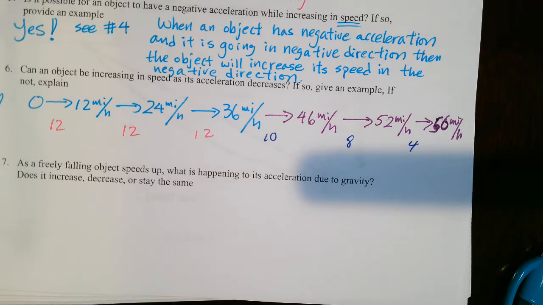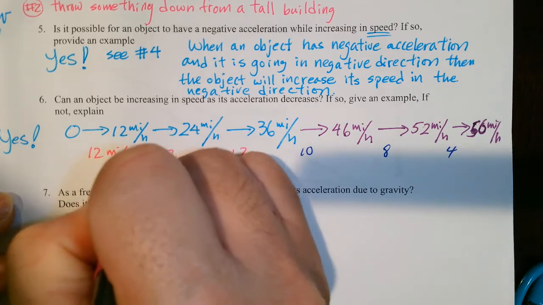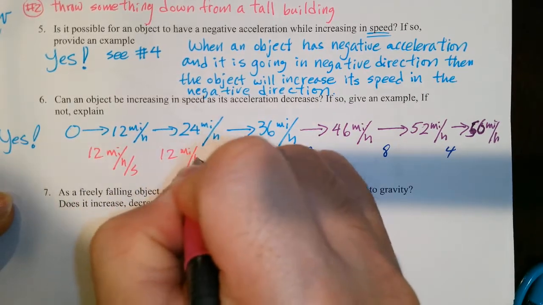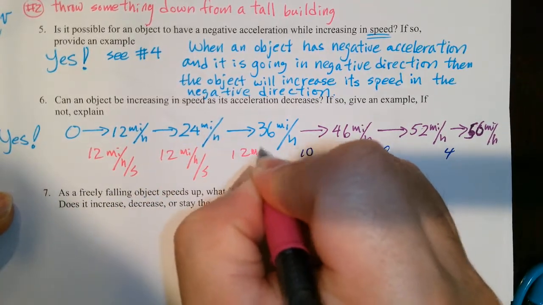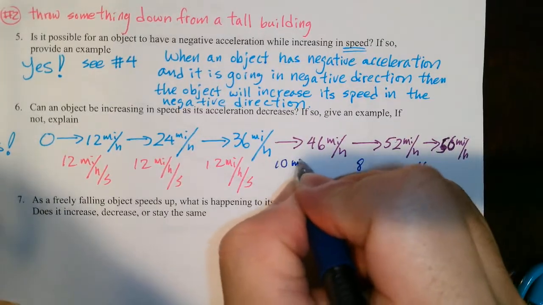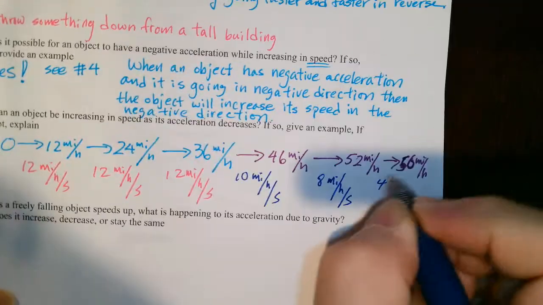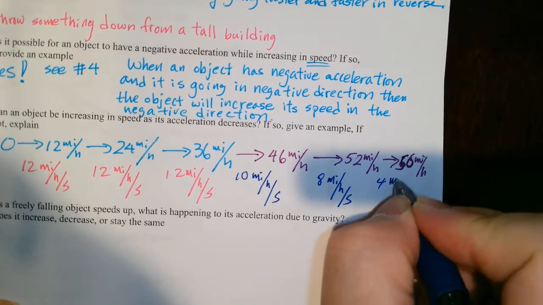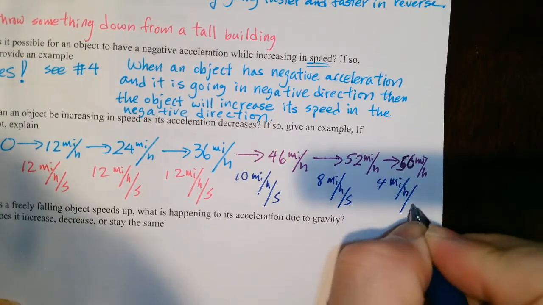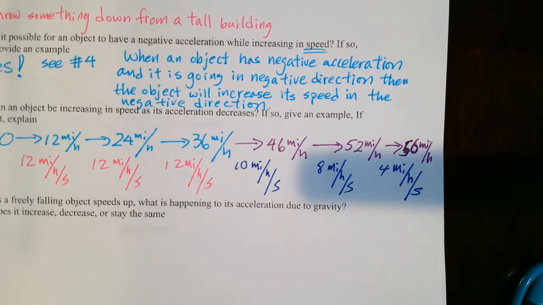Does that make sense for everybody? All right. So yeah, that can definitely happen. Miles per hour per second, right? Miles per hour per second. And then this would be like miles per hour per second. So every second, the miles per hour actually increases, but the rate of the increase decreases.